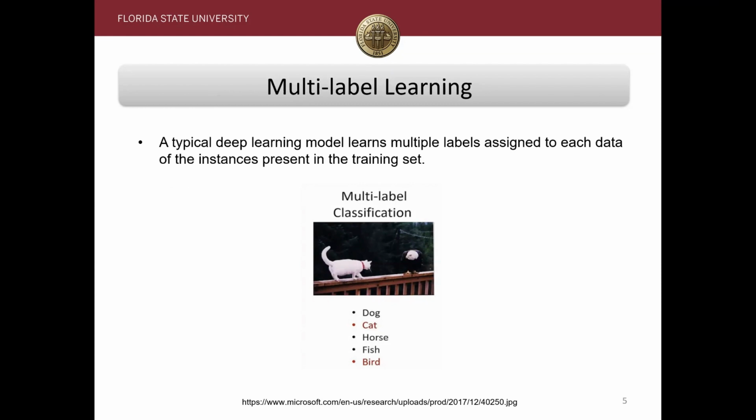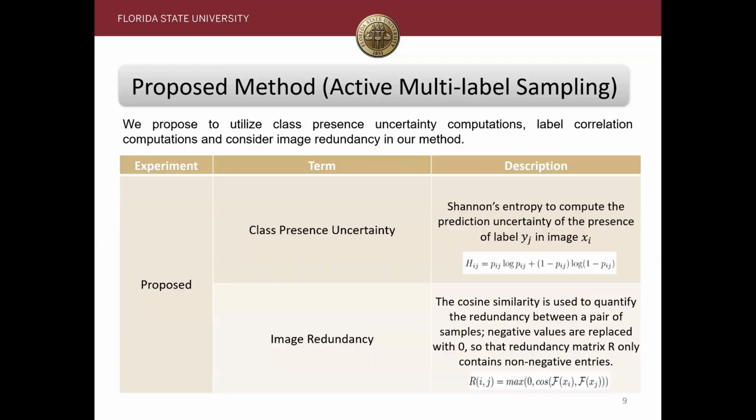Multi-label learning. A typical deep learning model learns multiple labels assigned to each data instance present in the training set. Here in this image, we can see that there is a dog and a bird. So that's basically an example of multi-label classification.